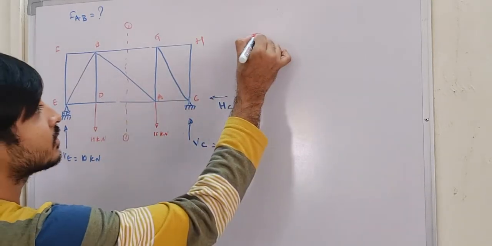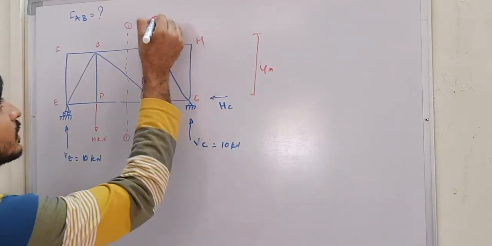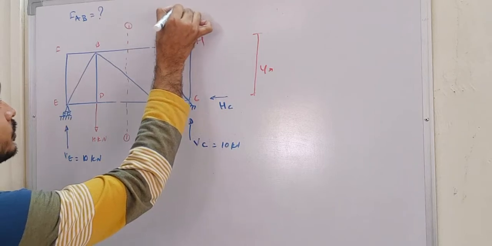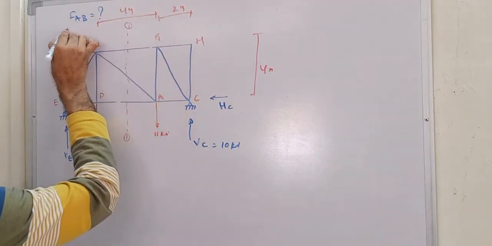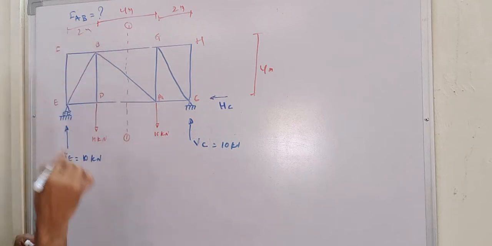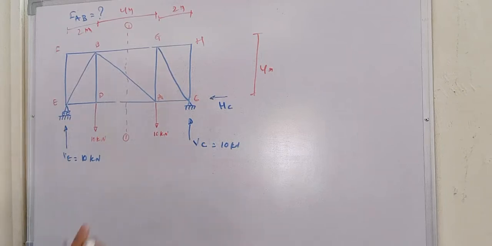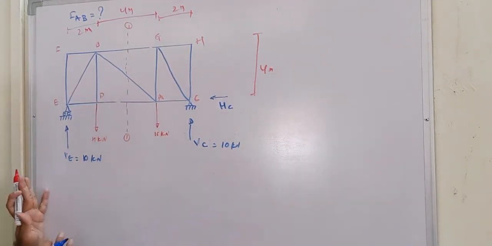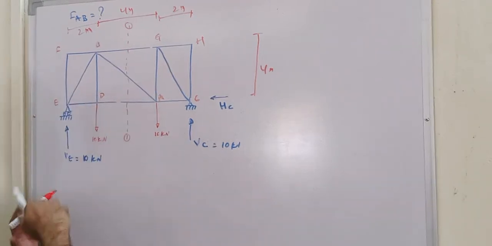Okay, and this is 4 meter, this is 2 meter, this is 4 meter, and this is 2 meter. So you can take either LHS or RHS. I'll take the LHS.